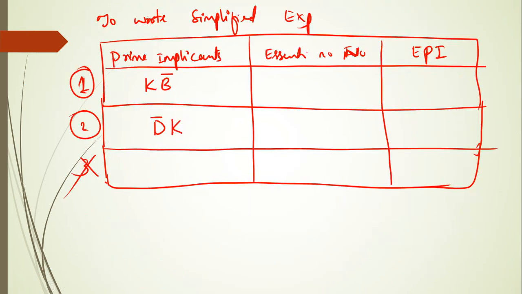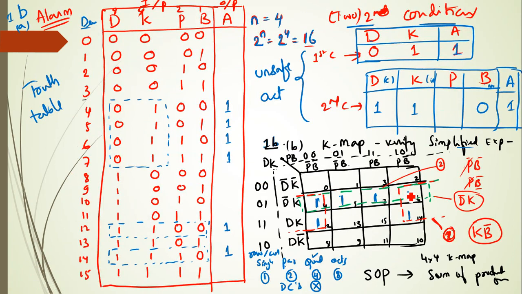D bar and K. Okay. For the first grouping, KB bar. This is the first grouping, right? In the first grouping of KB bar, the numbers which are not involved with any other groups are 12 and 14. 12 and 14 are not grouped with the second group. But this one and this one are already grouped with the first group or the second group.